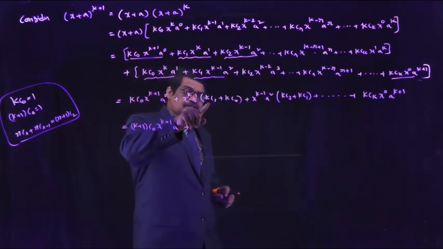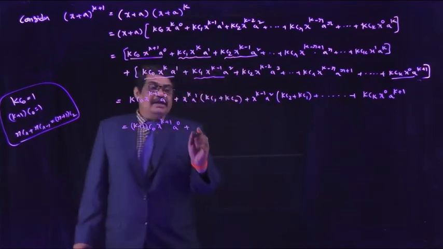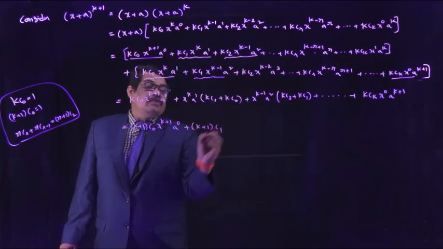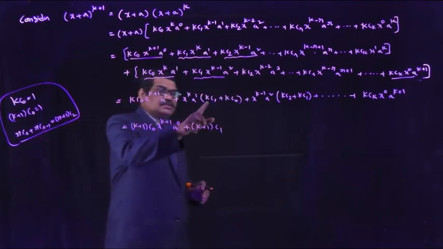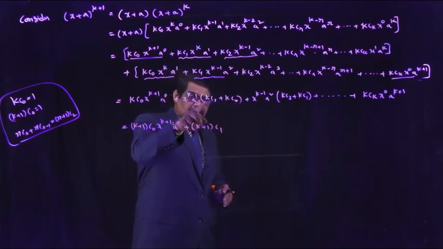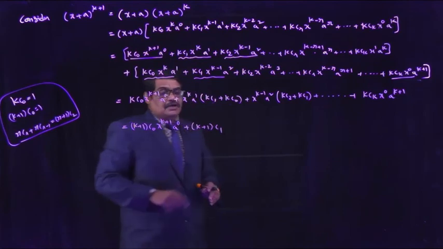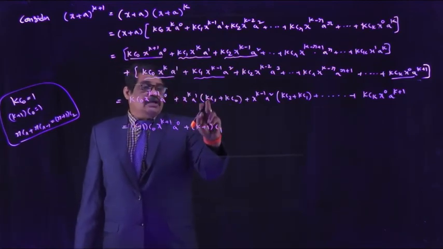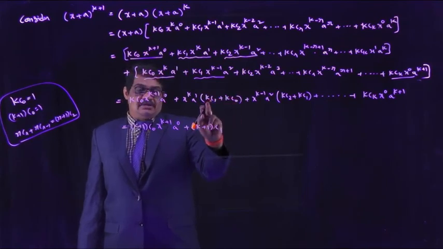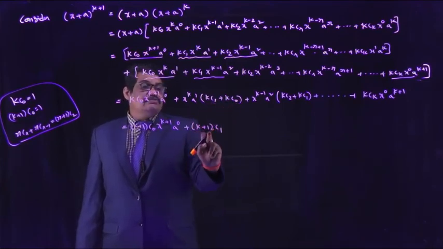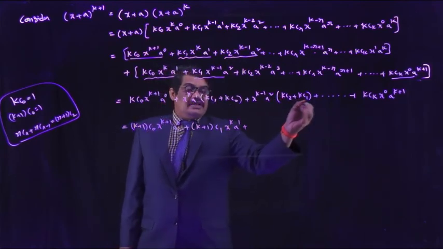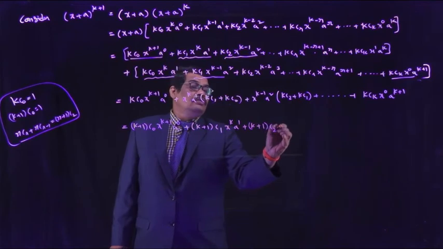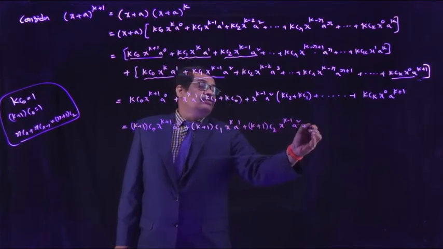Here in the place of n is k, so kc 1 plus kc naught can be written as k plus 1 c 1. Using the formula ncr plus ncr minus 1 is n plus 1 cr, here n is k and r is 1, r minus 1 is 0, so this is k plus 1 c 1 into x power k into a power 1. Next, kc 2 plus kc 1 is k plus 1 c 2 into x power k minus 1 a power 2, and so on.